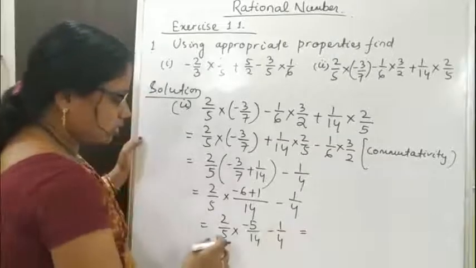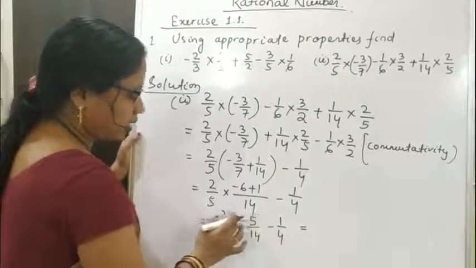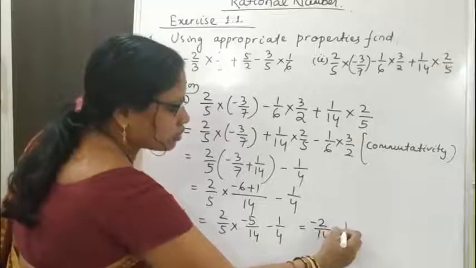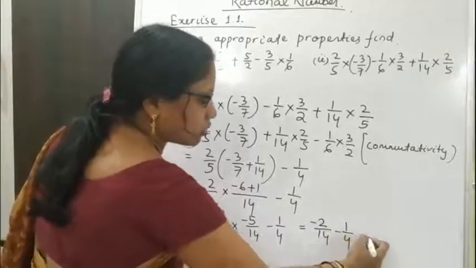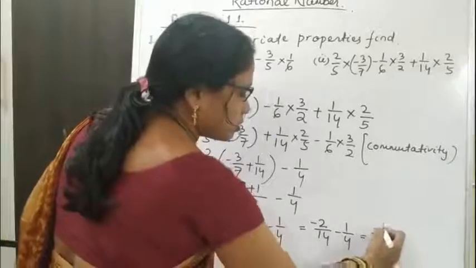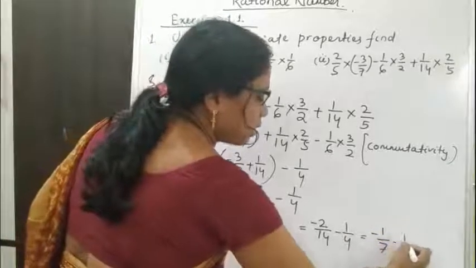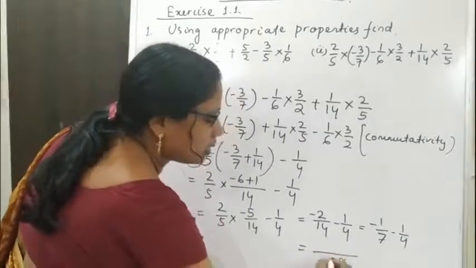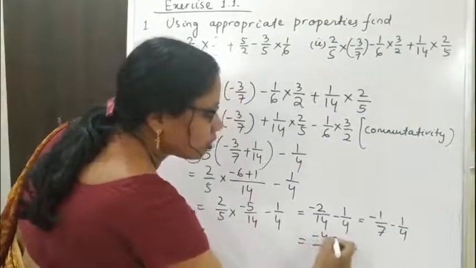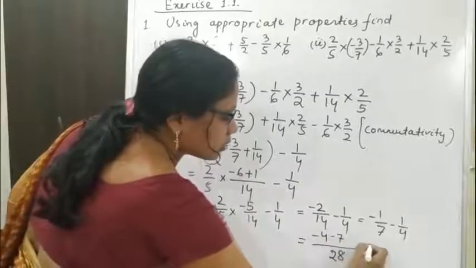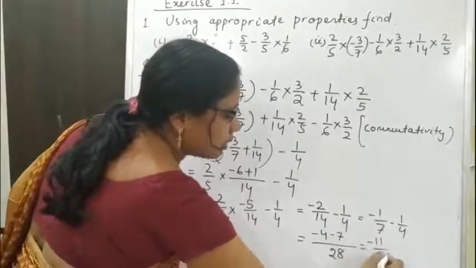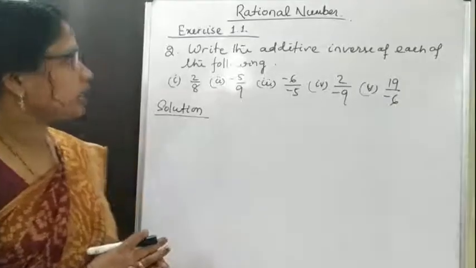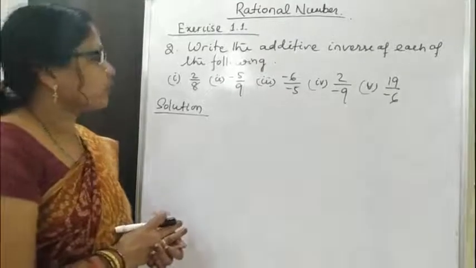So this is equal to minus 1, minus 2 by 14, minus 1 by 4. So this is equal to minus 1 by 7, minus 1 by 4. So that is equal to minus 4 minus 7 over 28. So that is minus 11 by 28. Answer.